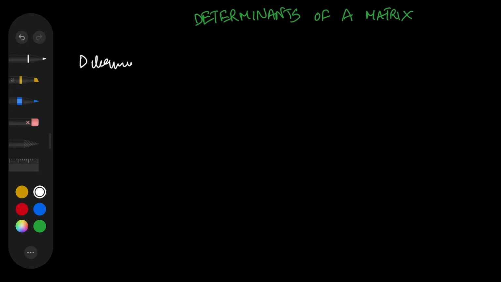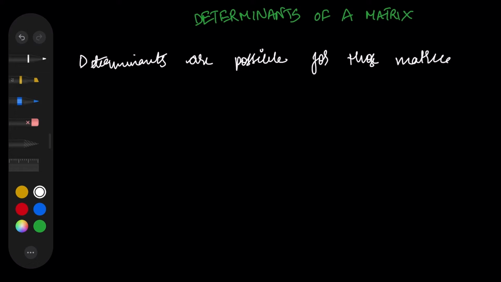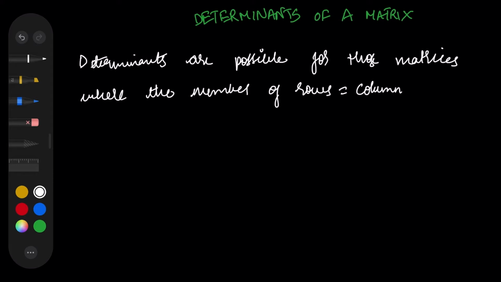So determinants are possible for those matrices where the number of rows are equal to the number of columns, right? So now let us find the determinants for different types of matrices. So starting off with the 1 cross 1 matrix.